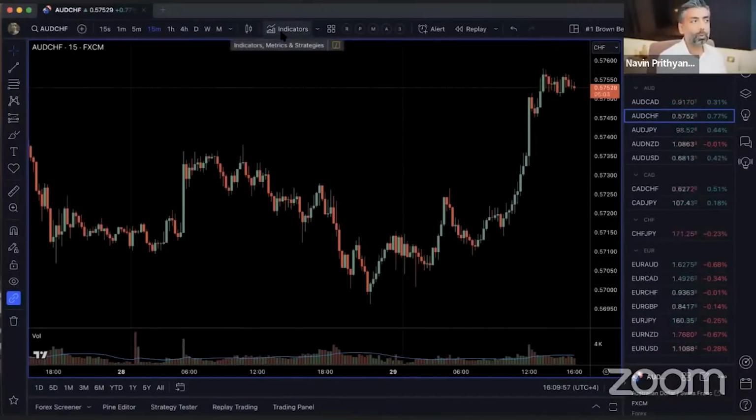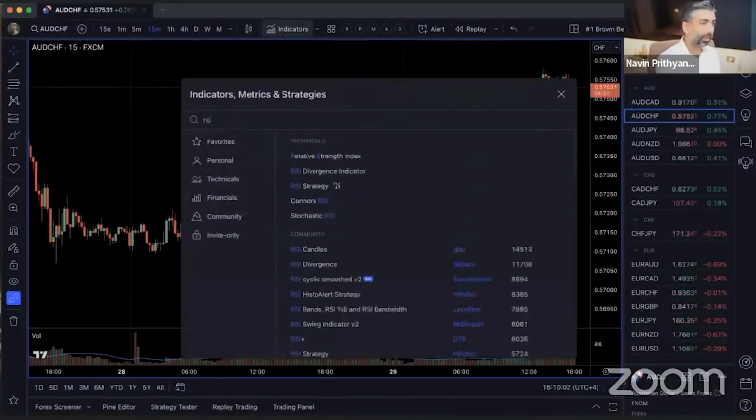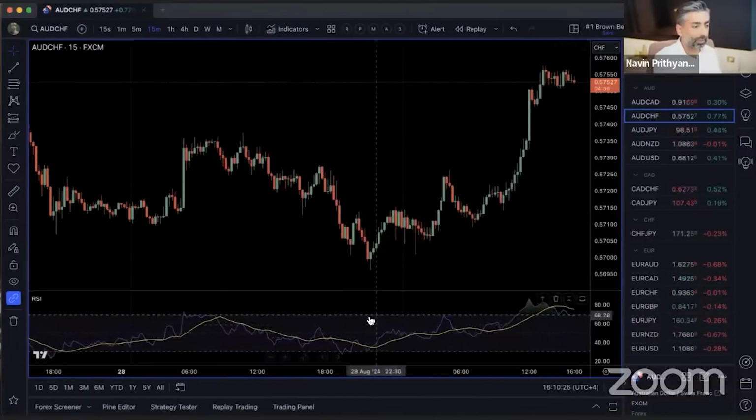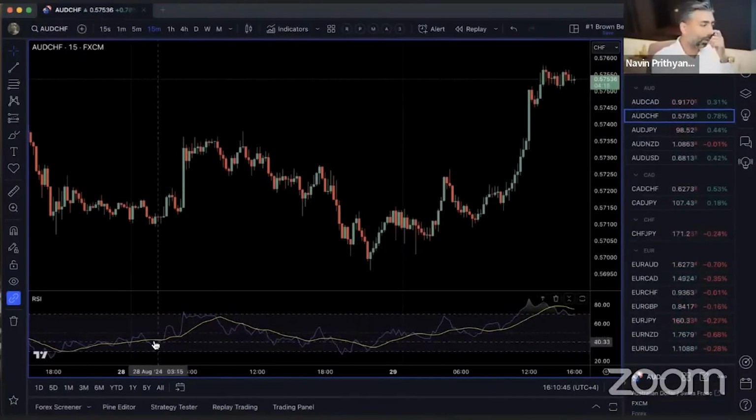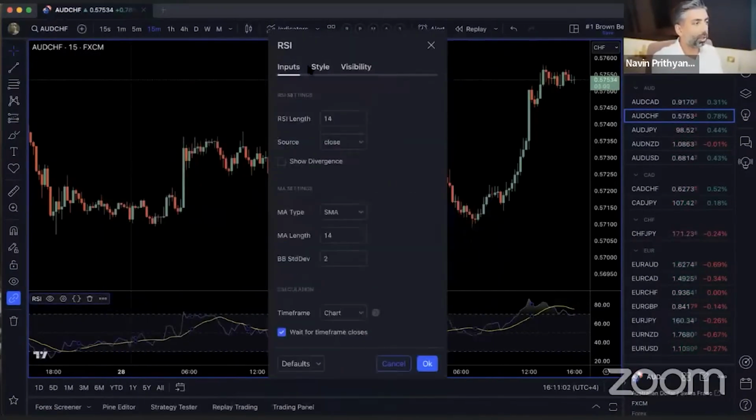I'm going to go into indicators. And as soon as you click on indicators, you can start typing RSI. Now, if you don't find it, you look for the words Relative Strength Index. You click on it, and something on the bottom like this will show up. Now, to change the settings, if I click on the settings here, these are the inputs. These are the type of questions they ask you.